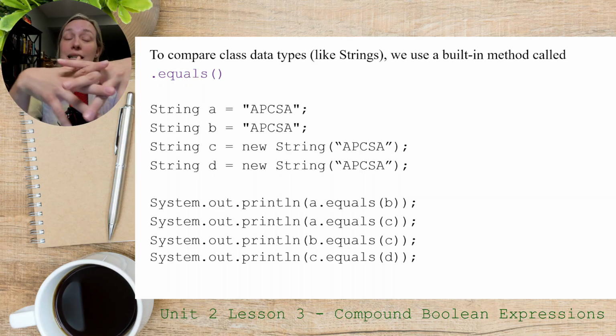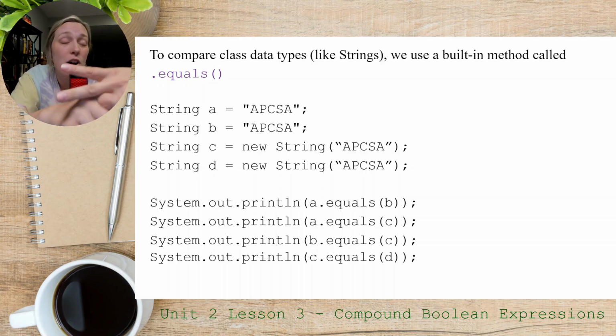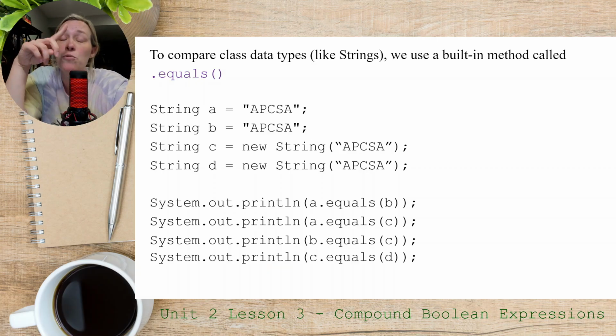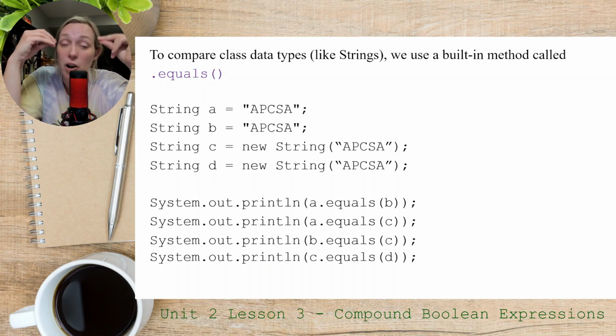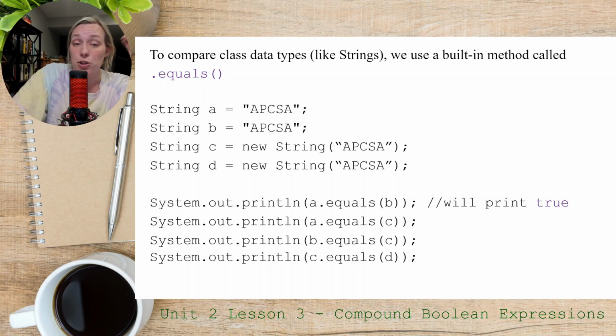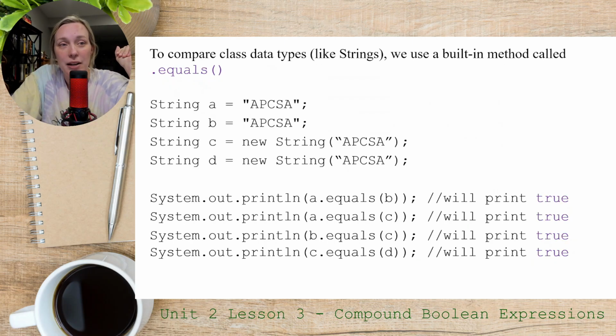Now, strings have a built-in dot equals method. You do not have to make it. It is already ready for you to use. So if you want to see if two references have the same characters, you'll use the dot equals. So A dot equals B will print true. A dot equals C, B dot equals C, and C dot equals D. They will all print true, okay?